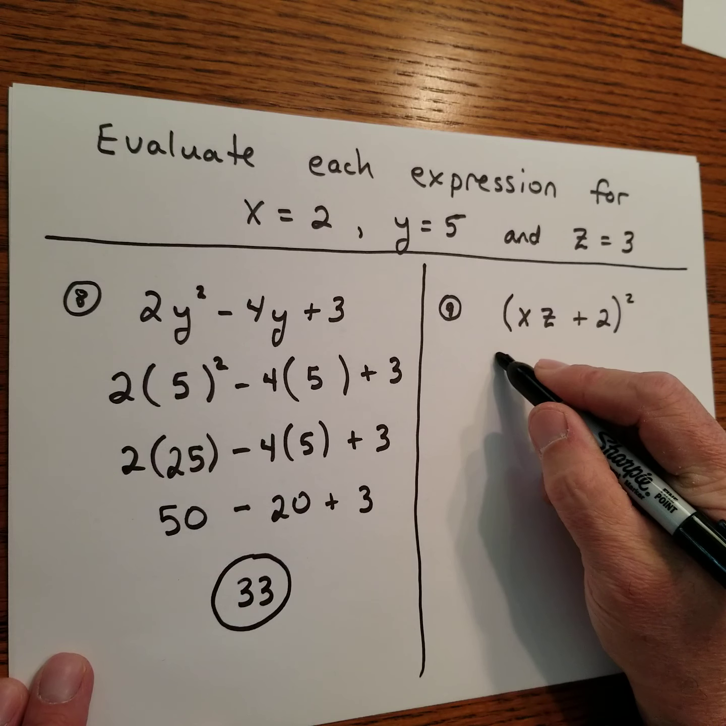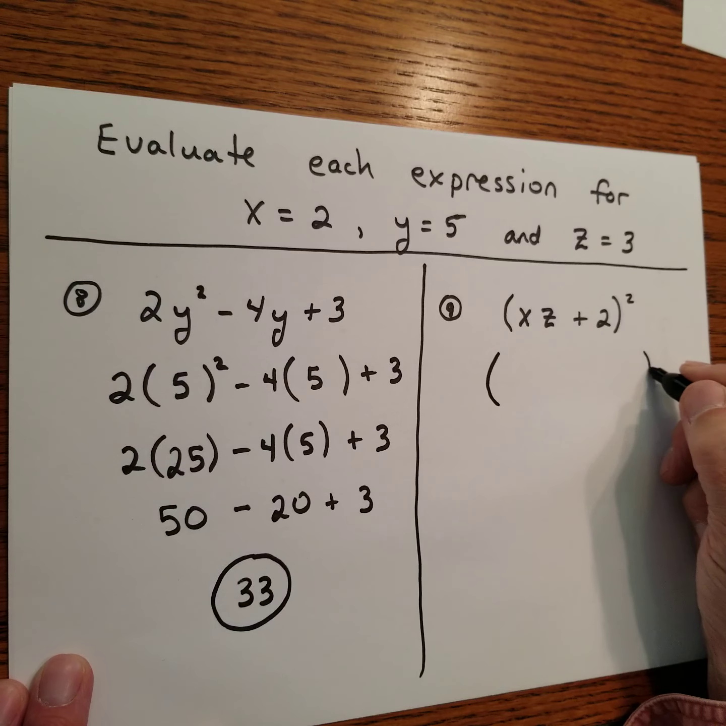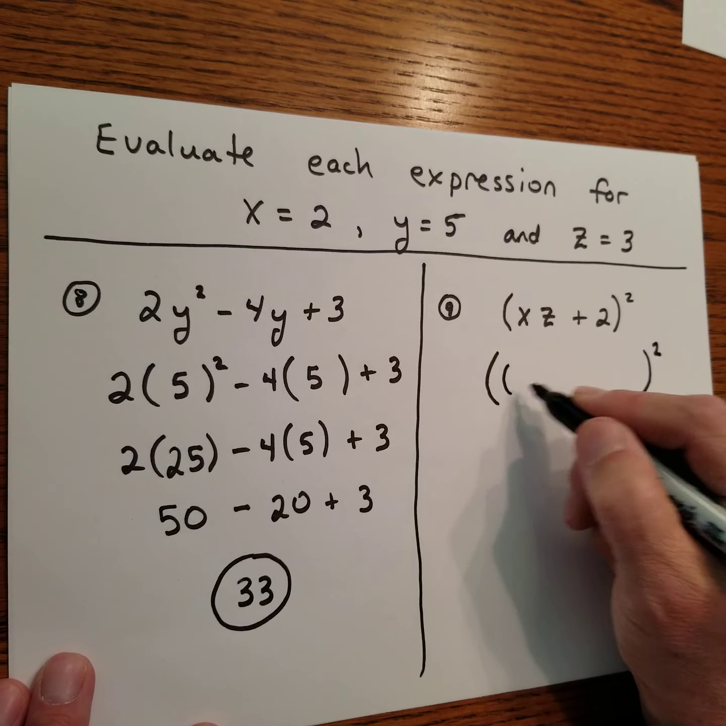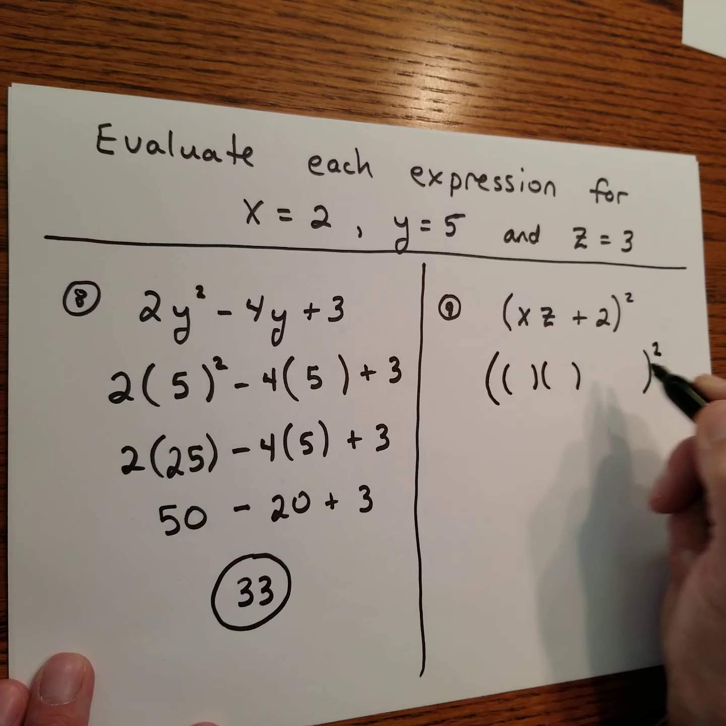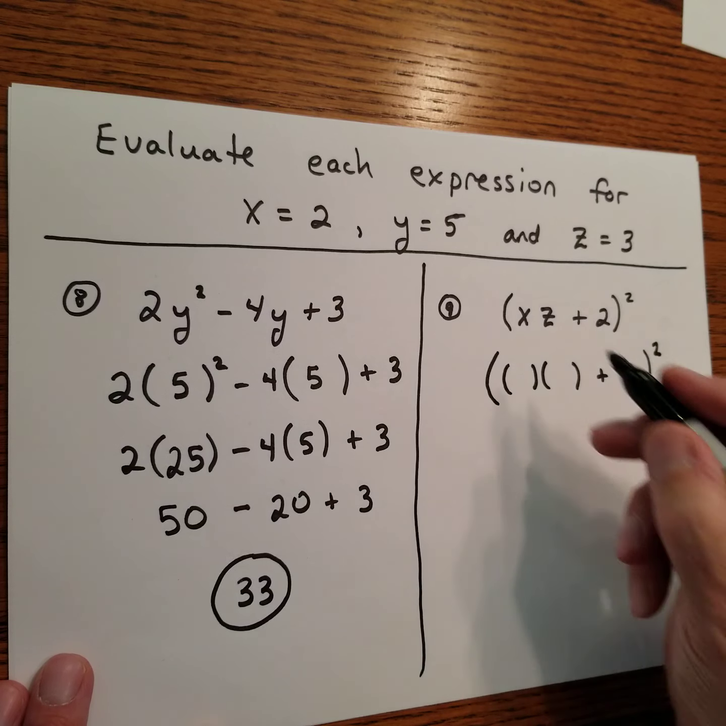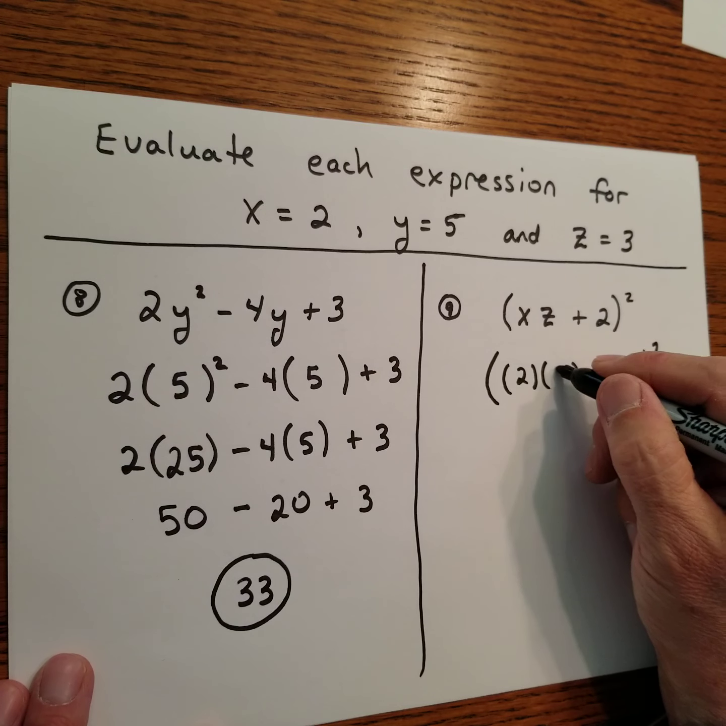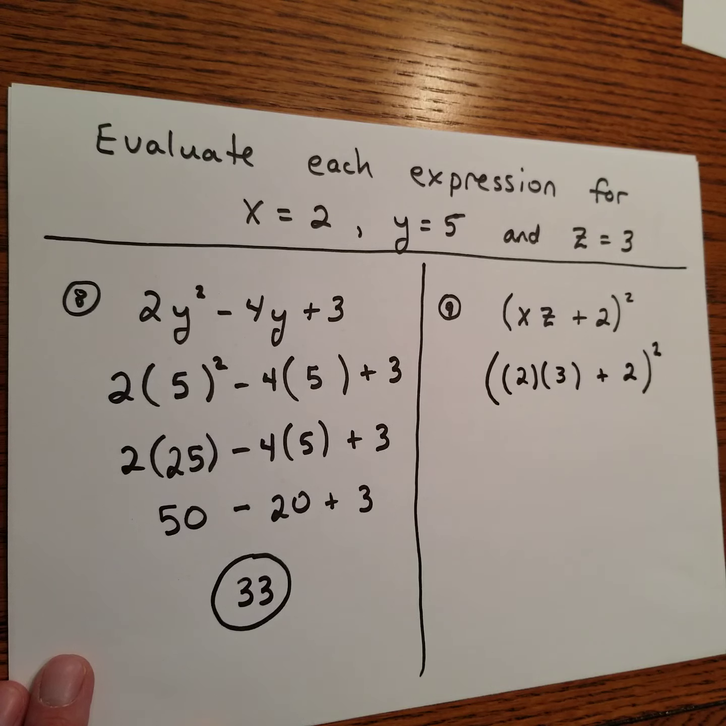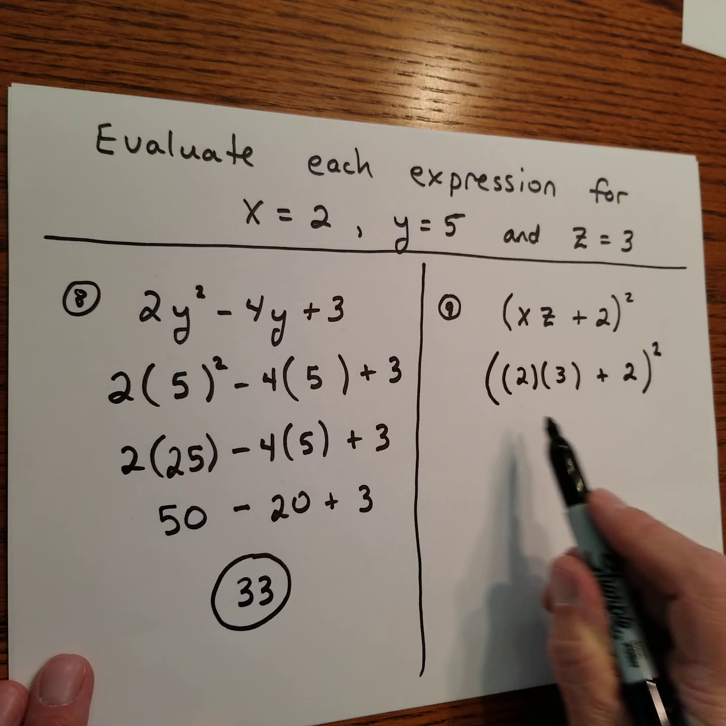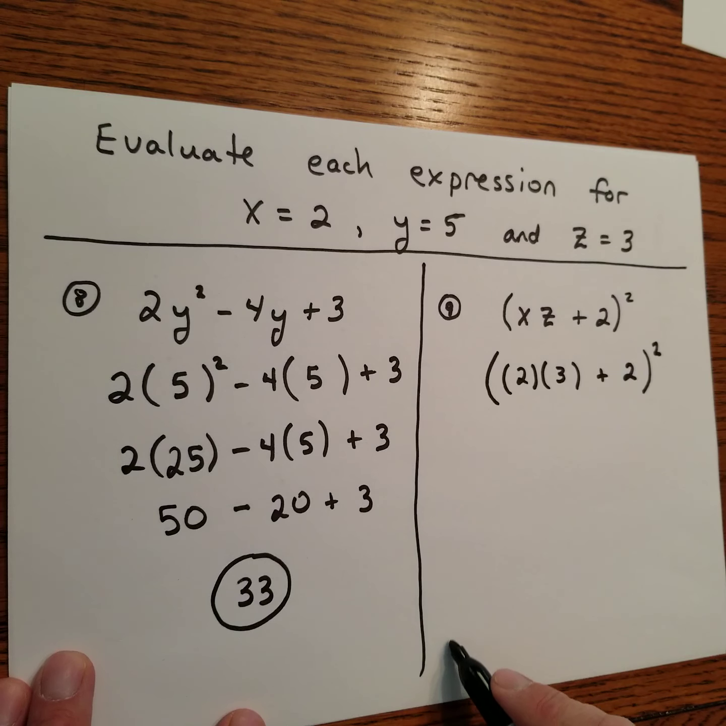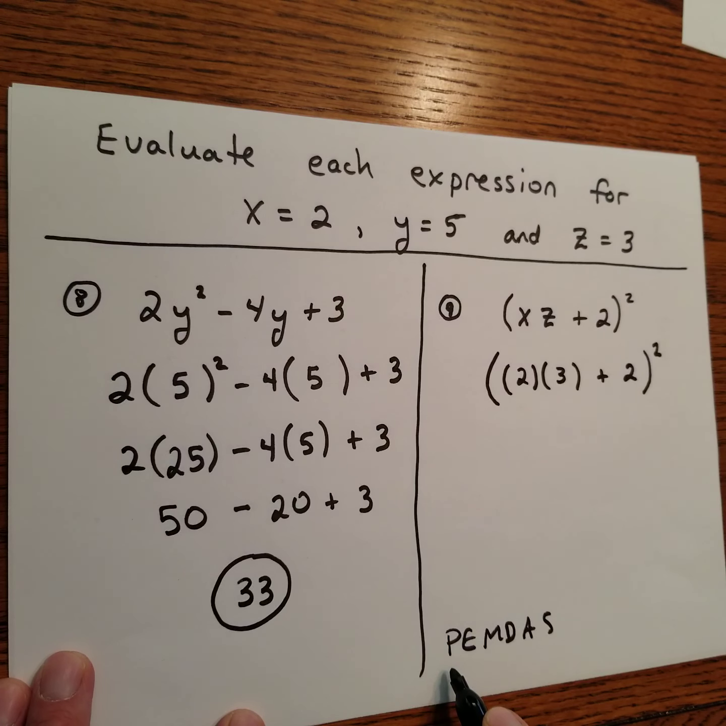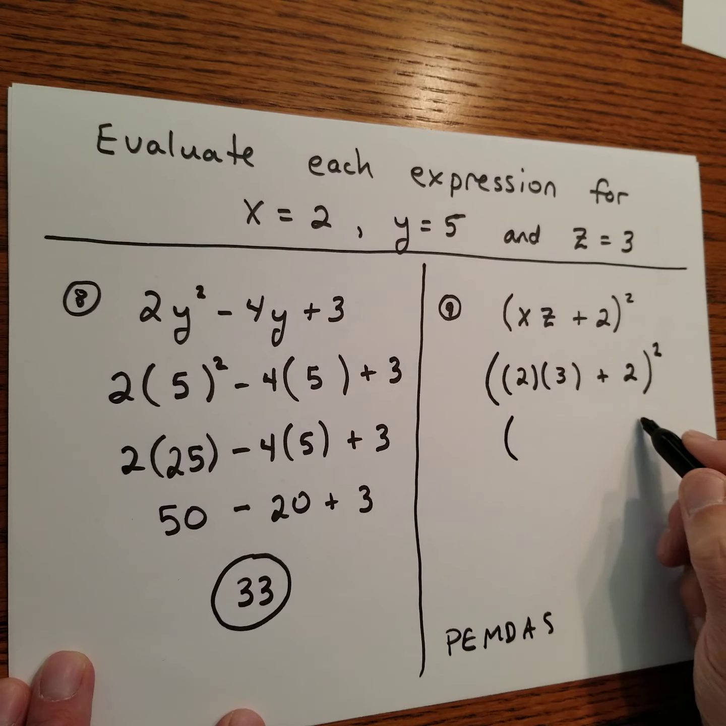Last problem. We have a big set of parentheses squared inside x times z plus 2, where the x's are 2's and the z's are 3's. Now I've got multiply, add, an exponent, and a big set of parentheses. Think PEMDAS. The parentheses have to happen first. Let's work inside of these parentheses.